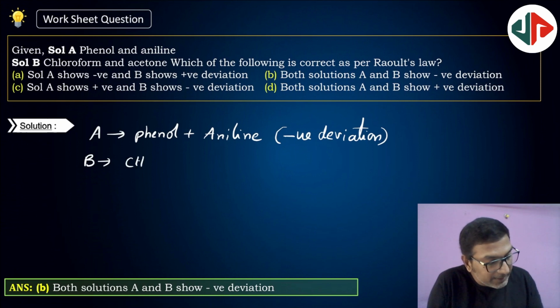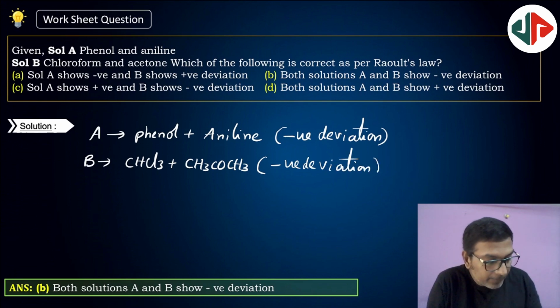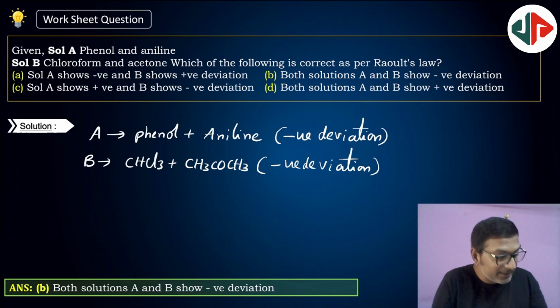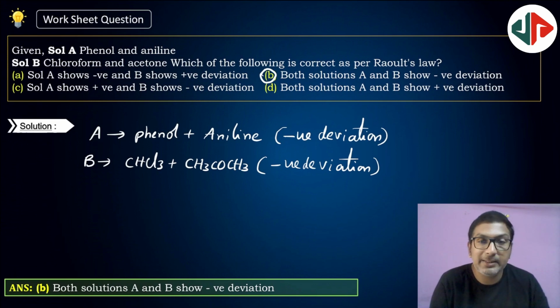Next, chloroform CHCl3 and acetone CH3COCH3. So here also due to interactions, negative deviation. So both are examples for negative deviation. Therefore option B. So here A, B interactions are more. That means between phenol and aniline interactions will be more. Between chloroform and acetone also interactions will be more. Therefore both are showing negative deviation. Next.